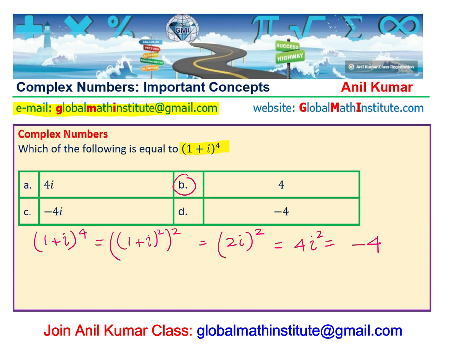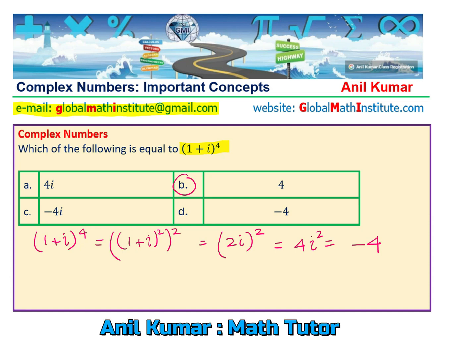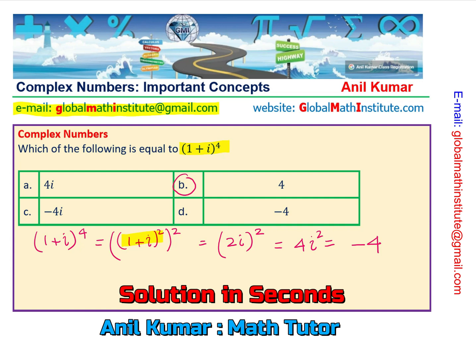So you see, even if the problem is (1 + i) to the power of 4, it is a good idea to work out what is (1 + i) squared and then find the answer, instead of expanding it using Pascal's triangle or any other way.